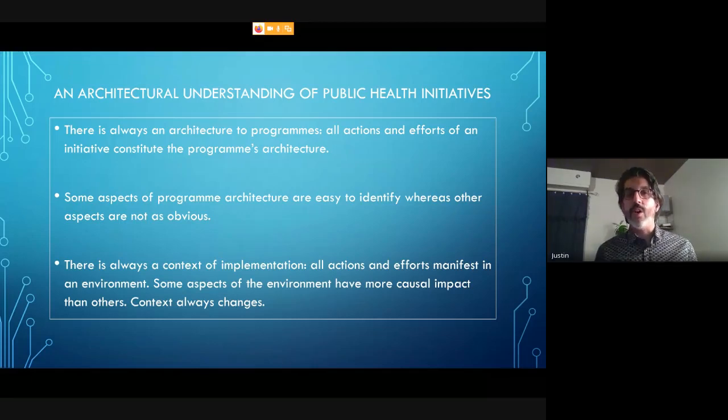And the third point is there's always a context of implementation. So all actions and efforts manifest in an environment. Some aspects of the environment have more causal impact than others, and context is always changing. So it's a very dynamic process to do a realist analysis using CMO configuration. And our current times are a brilliant example of that, of how even midway through an evaluation, the context may change drastically, which alters the resources of an intervention, maybe cancels the intervention, but maybe alters it, maybe augments it.